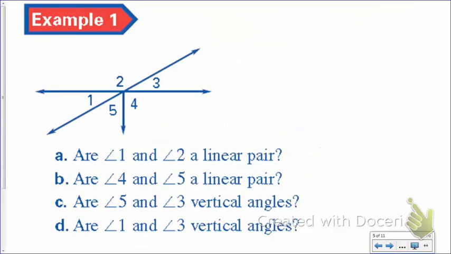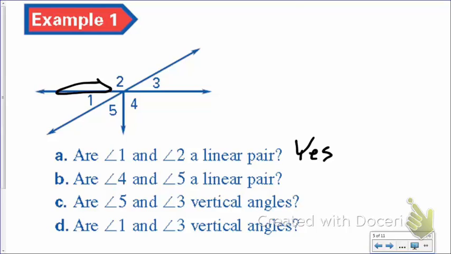A few questions to make sure you understand. Are angle 1 and angle 2 a linear pair? If we find angle 1 and angle 2, you can see that they are next to each other. They're adjacent. They have a shared side, and this side right here is shared. And they add up to 180 degrees. So the answer would be yes.